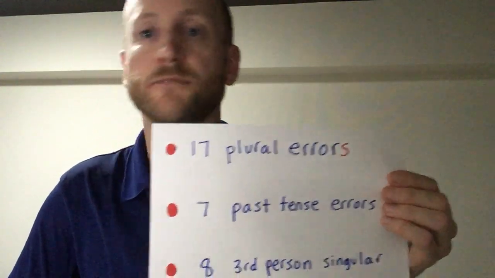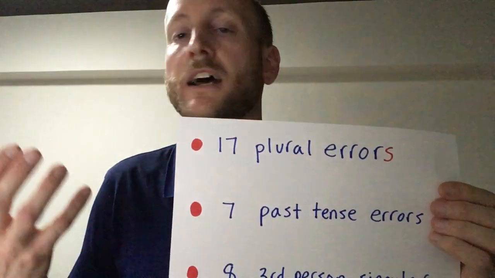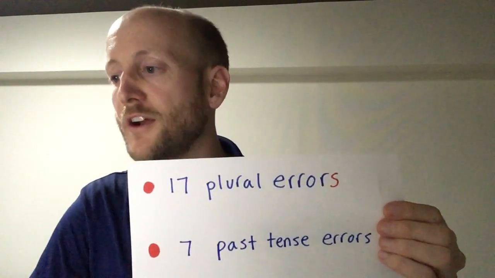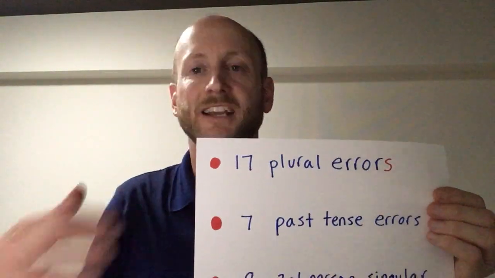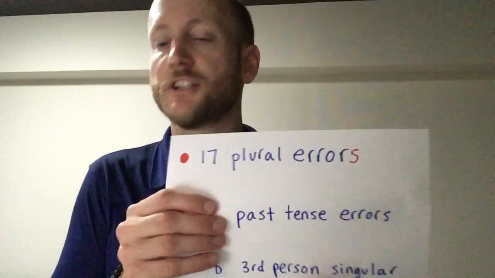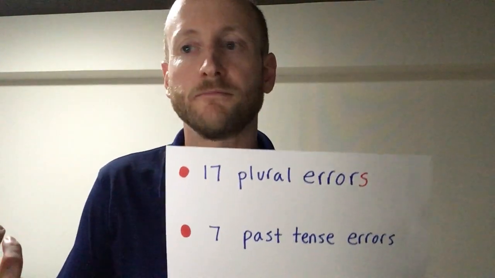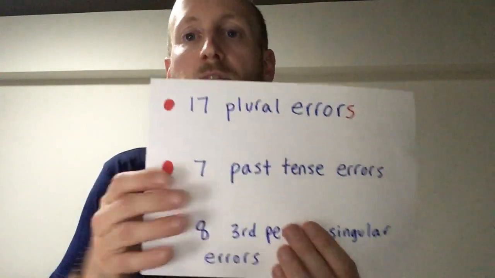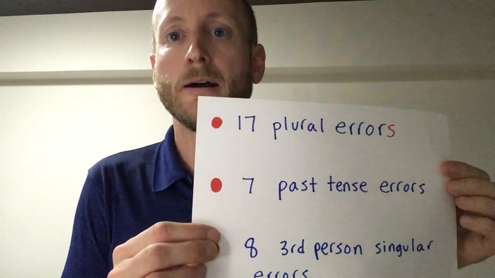She would either subtract or add an S. So for example, she would say grammars instead of grammar, or she would say examinations instead of examination, pressures instead of pressure, kind of some of these mass nouns, time instead of times, apartments instead of apartment. So those are some of the mistakes she was making on the plurals.